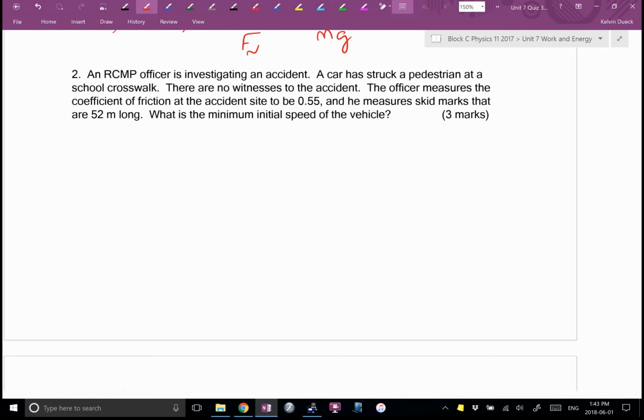I like this question. This is a nice question. Joel, what are they asking me to figure out? What is the minimum initial speed? VI, yeah. When we did this in the homework, I asked, should they be charged? And we agreed that we needed to find VI to figure out what they should be charged. Here I'm just saying, let's find VI.